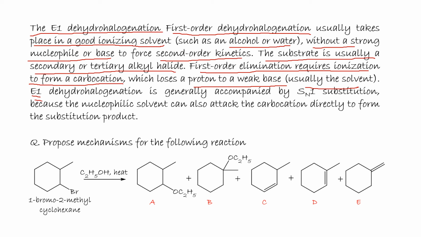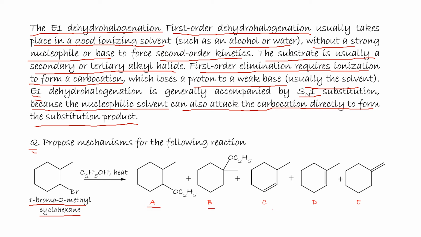In E1, dehydrohalogenation is generally accompanied by SN1 substitution because the nucleophilic solvent can also attack the carbocation directly to form the substitution product. To practice on that, propose a mechanism for the following reaction. 1-bromo-2-methylcyclohexane, heating this in ethanol will lead to formation of 5 products A, B, C, D, and E. Propose mechanisms for their formation.